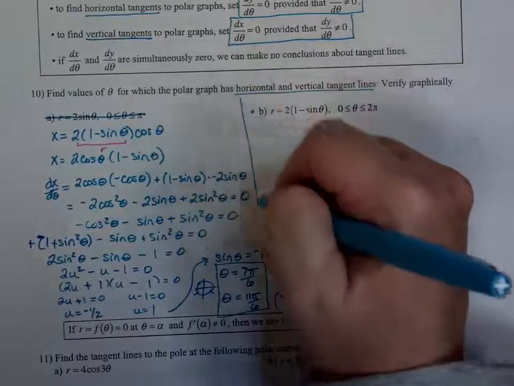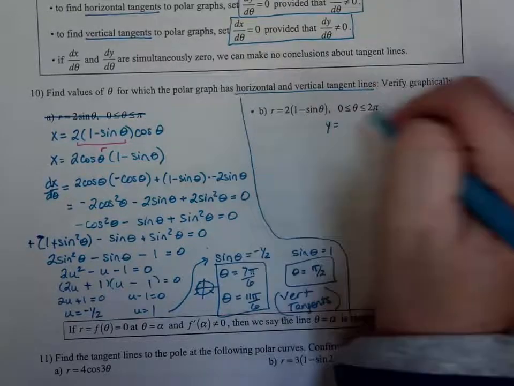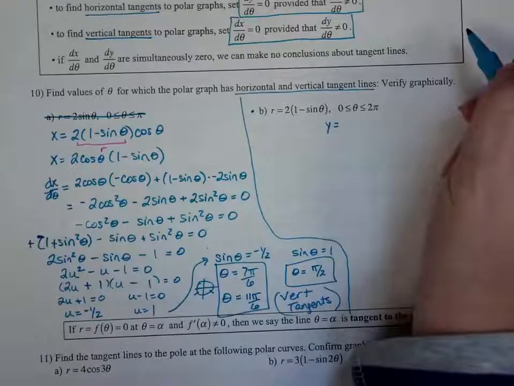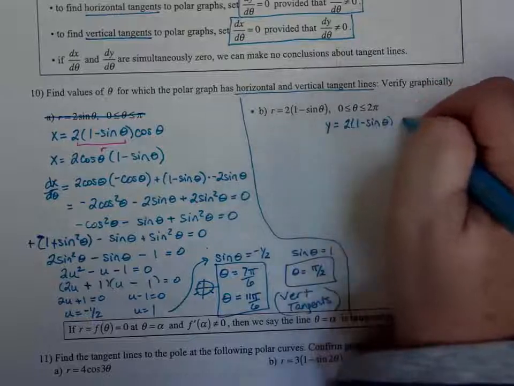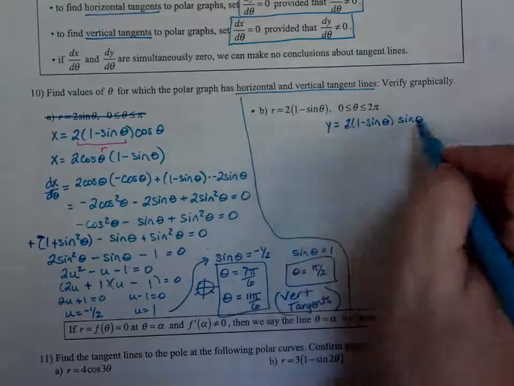Draw a line kind of like this. Let's do the y right here. Y equals, now remember that y equals r sine theta. So we copy r, 2 times 1 minus sine theta, times sine theta. Now last time I told you not to distribute, and the reason is because they were 2 different trig functions. But now that these 2 are the same, it's much easier to go ahead and distribute, okay? So we're going to distribute the 2 and the sine at the same time.